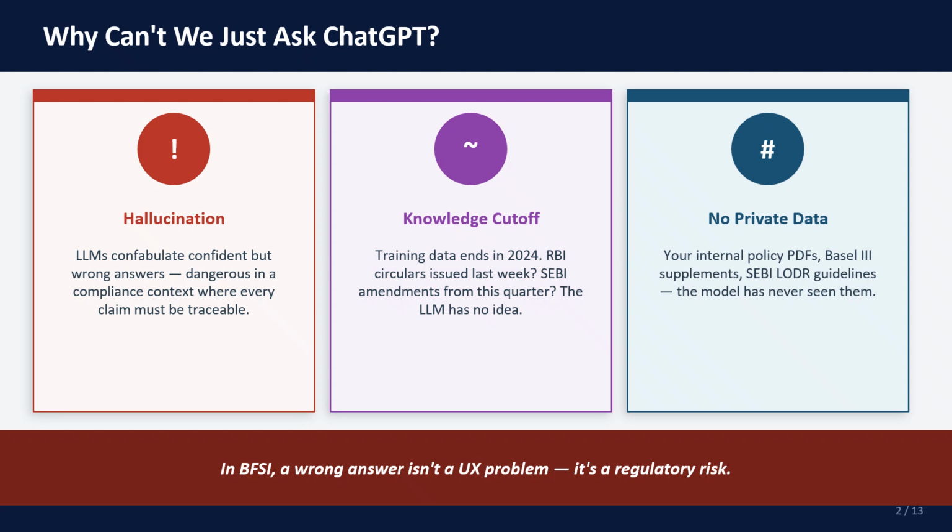The third, and most important for our use case, is private data. Your internal policy documents, your Basel III supplements, your firm's interpretation of SEBI guidelines, that's data the model has never seen and possibly never will, unless you give it to the model at query time. So that's exactly the problem RAG is trying to solve.